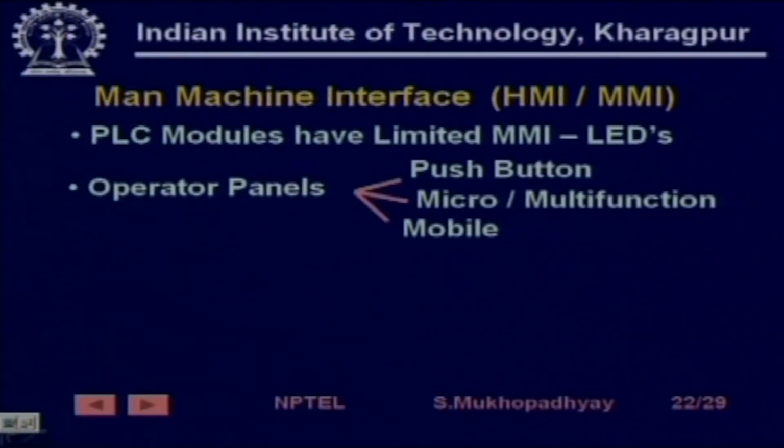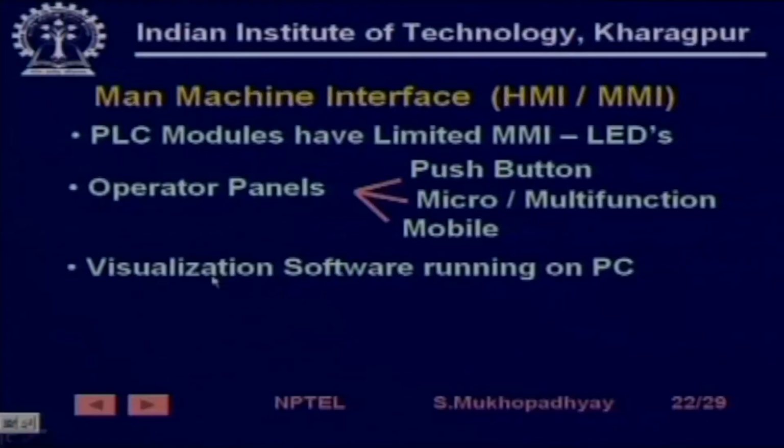But if you want to visualize, if you want to monitor what is happening to the various variables, if you want to trend them and show it nicely to an operator, it is possible through the various man machine interface elements. You can have operator panels by which an operator can give commands to a variety of devices. Some of them may be mobile, it may be push button, joystick, various kinds of multifunction input panels, various kinds of things.